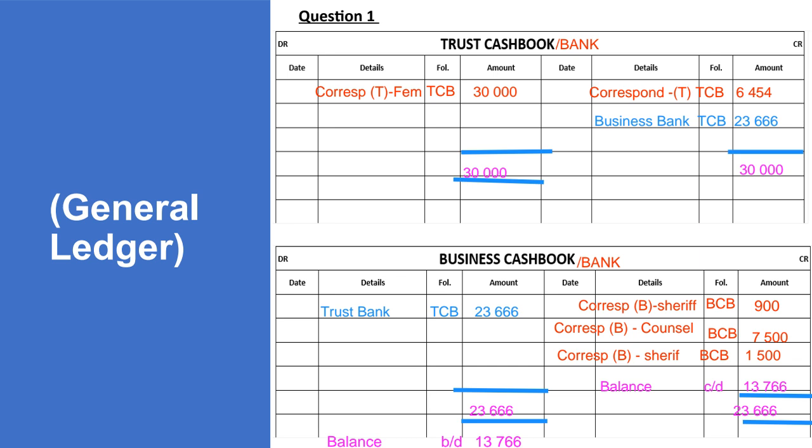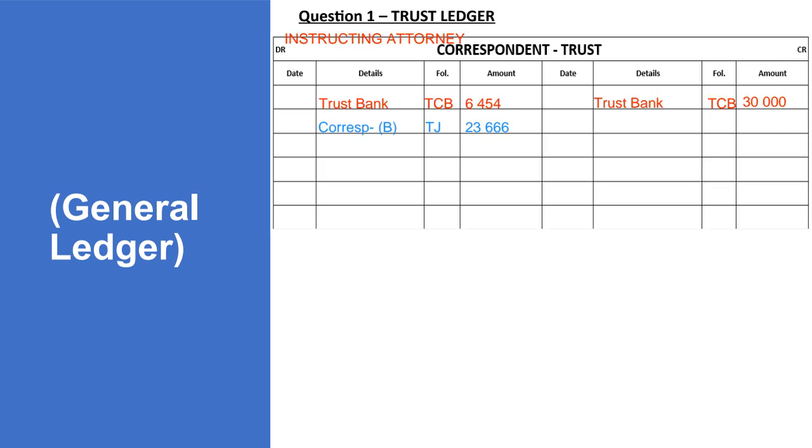So let's go and check the next account that we can balance. Okay, let's see. What do we have here? We've got the correspondent trust. It balances. I'm going to have a total of 30,000 here. Can you see now? It just works perfectly for us. 30,000 here, just like that.